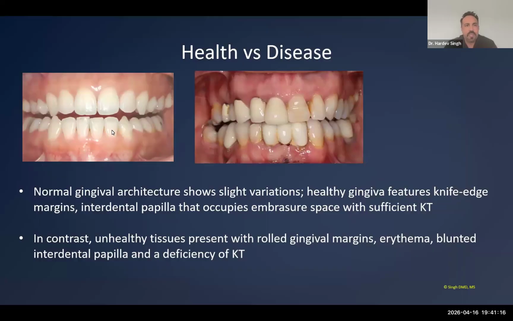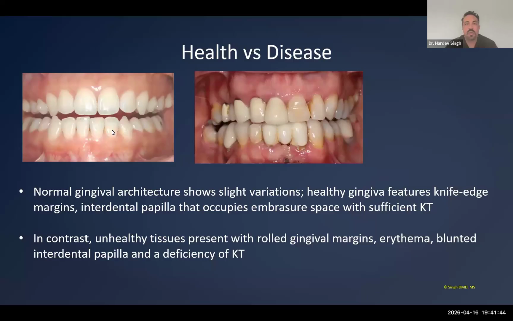So in this case, you can see the normal gingival architecture on the left. It usually follows that same variation of the picture of mine. You've got the gingival space occupying the embrasures. The healthy gingiva has a knife edge margin. The interdental papilla fills in nicely. And you can see that nice band of keratinized tissue.